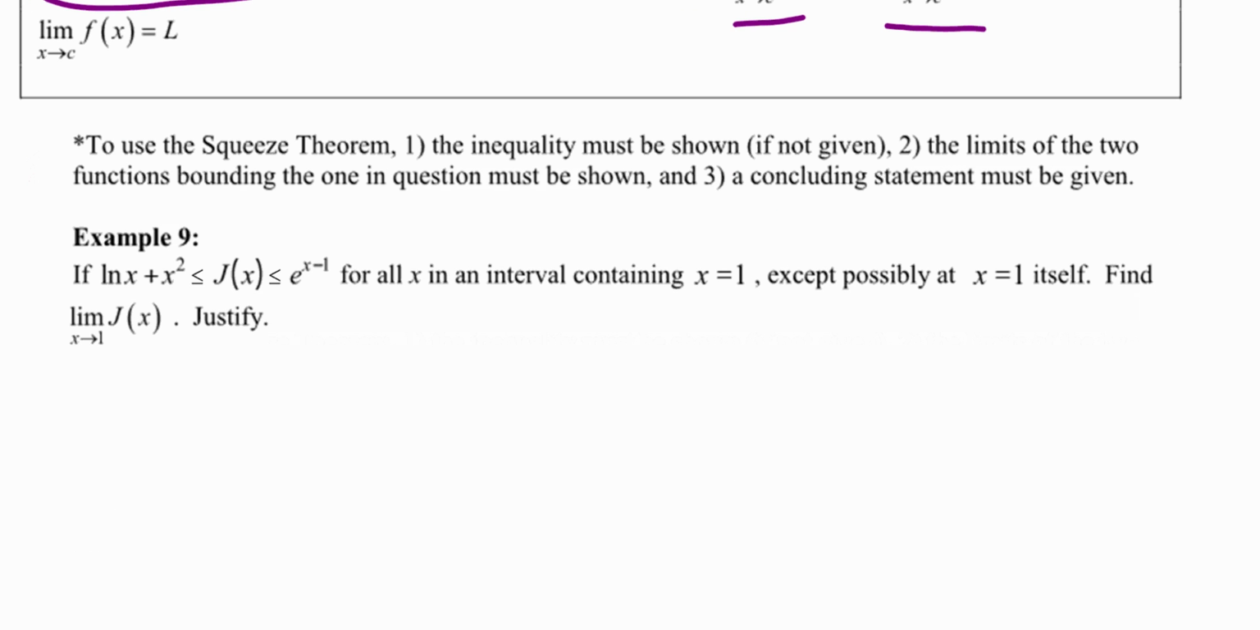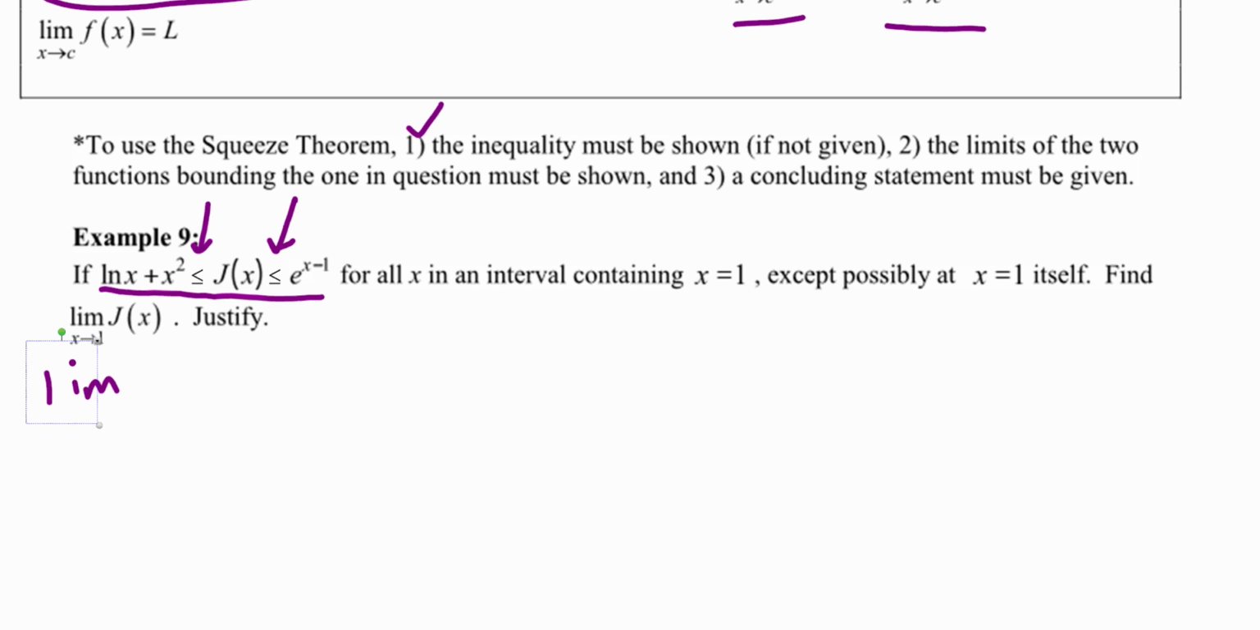So to use it, the inequality must be shown. I'm not sure if your papers say this, so if they don't, just change it, maybe that part. Something printed wrong on my sheet, so I'm not sure if yours is also the same. Okay, find the limit. So the inequality must be shown. We've got that. The limits of the two functions must be shown.